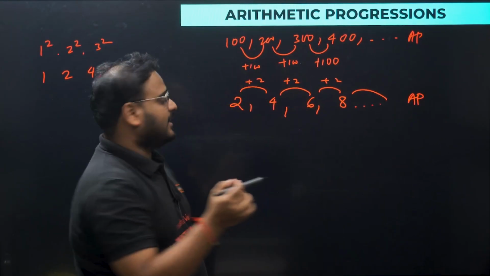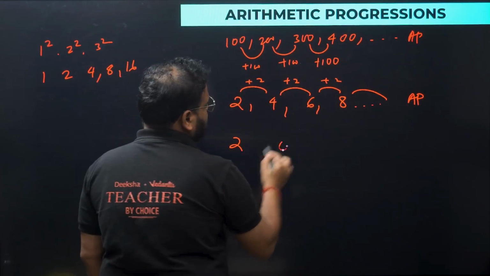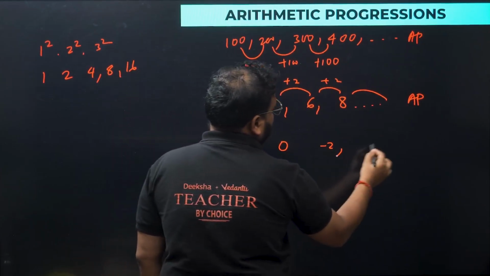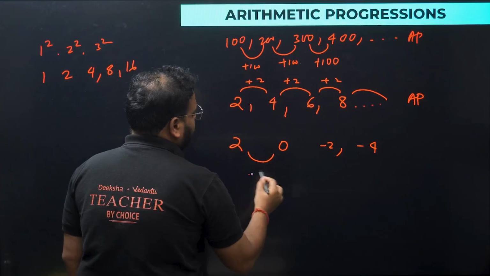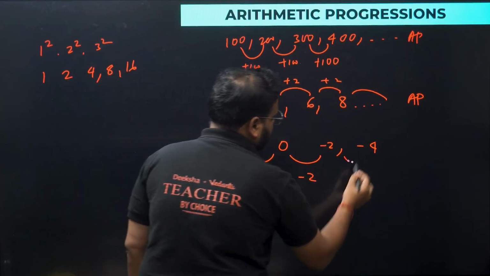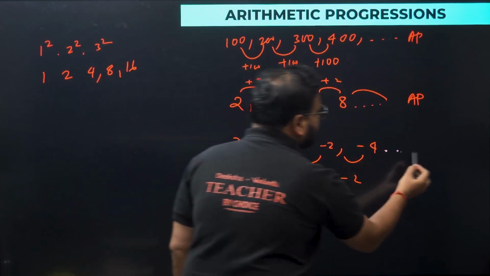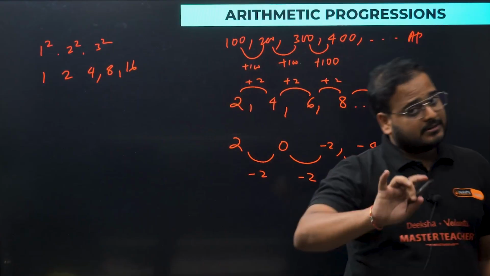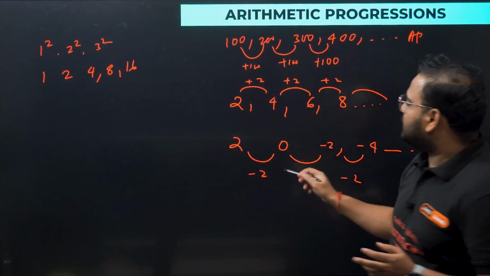Again, another thing is there. I can go 2, 0, minus 2, minus 4 also. What's the increment over here? Minus 2. So the difference will always be constant, whether it is positive or negative, that is not a concern, okay? It has to be a constant difference.